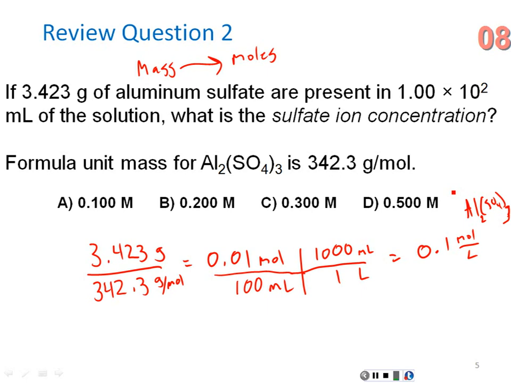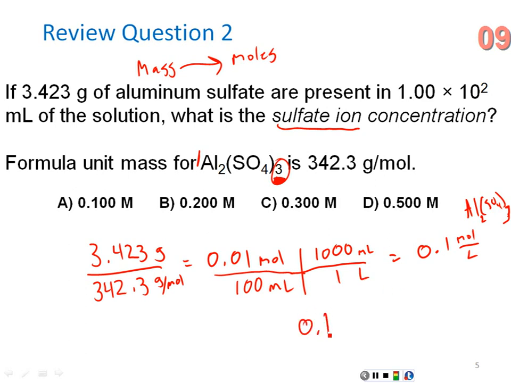So this is not quite the answer yet, because remember it's asking for sulfate ion concentration, not aluminum sulfate. So we know we have 0.1 mole per liter aluminum sulfate. How many moles of sulfate ion? You can just tell that by the chemical formula, this coefficient. So for every 1 mole of aluminum sulfate, there are 3 moles of sulfate ion. Remember, this is a strong electrolyte. It dissociates completely. So the answer would be 3 times this.